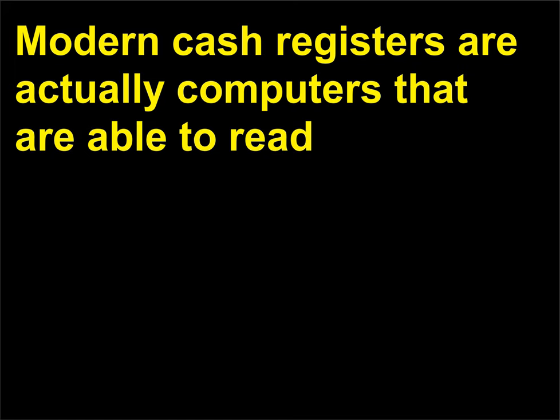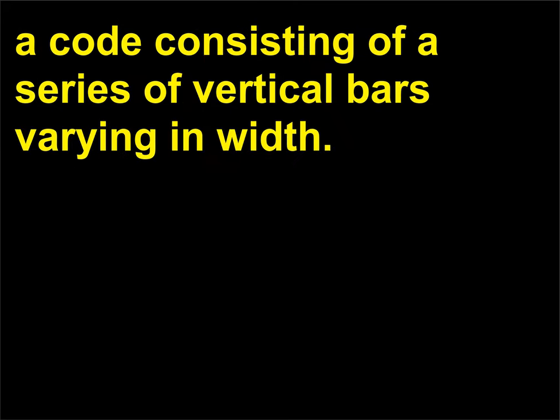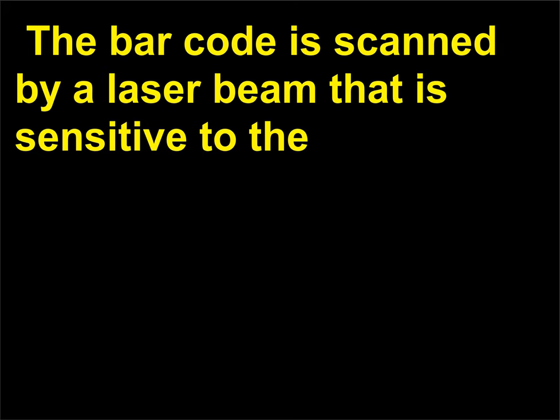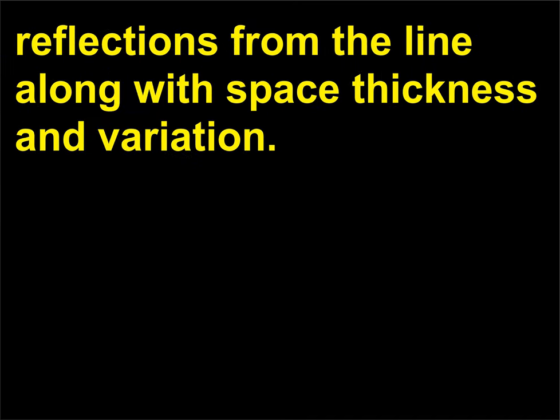Modern cash registers are actually computers that are able to read a code consisting of a series of vertical bars varying in width. These are called barcodes, or bar code, and represent numbers and other symbols. The barcode is scanned by a laser beam that is sensitive to the reflections from the line along with space thickness and variation.